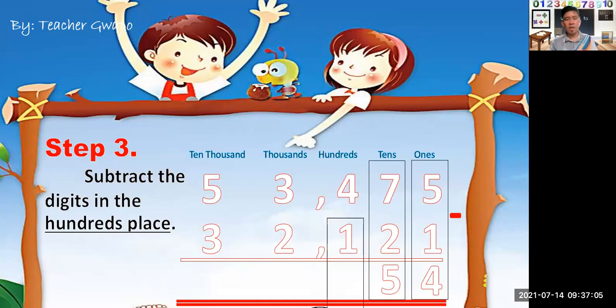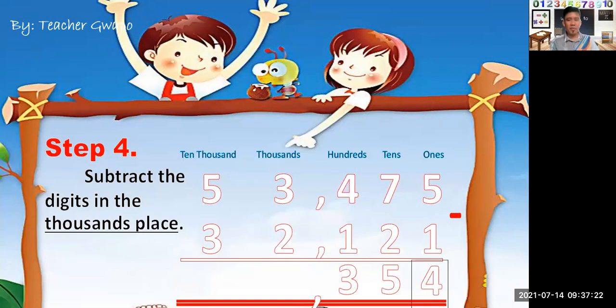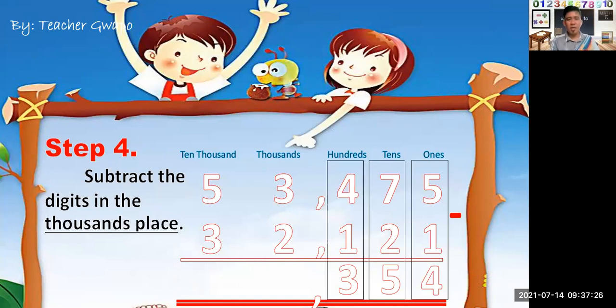Now we are in step number 3, in the hundreds place. So 4 minus 1, very easy. Even kindergarten can do this one. 4 minus 1 is 3. And in the thousands place, which is step number 4, 3 minus 2 is 1.